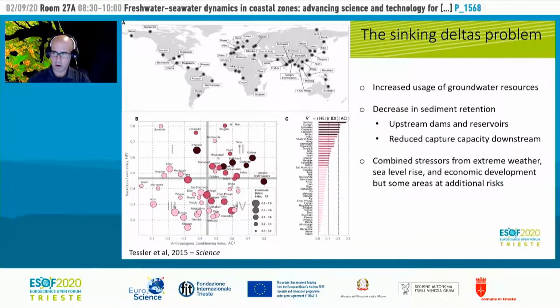So again, you combine all of these different things together: extreme weather, sea level rise, and economic development, and that adds some additional threats. And so here, in a paper published a couple of years ago in Science, is showing the vulnerability of these different deltas based off of a number of different stressors.